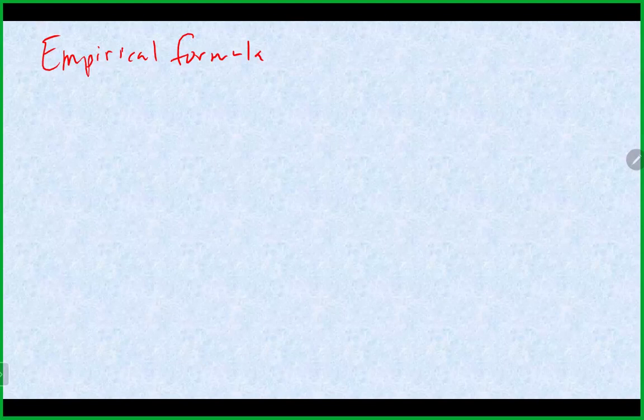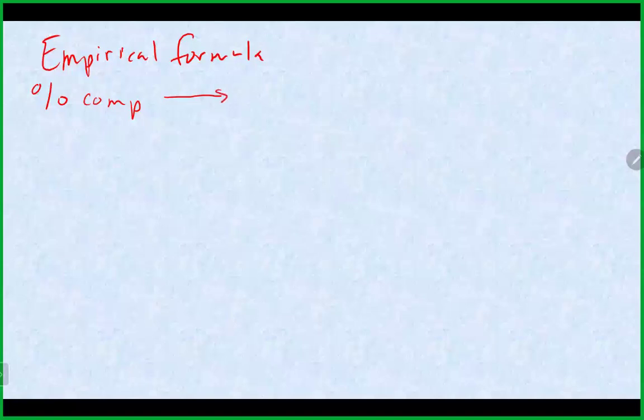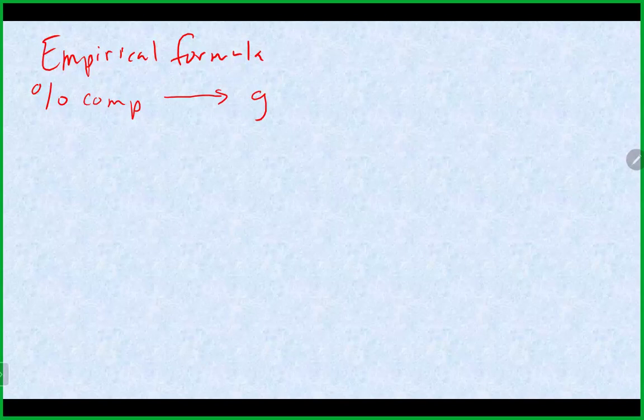A couple of steps that we follow to calculate our empirical formulas: if we happen to be given everybody in percent composition, we want to convert those into grams. We can do so by assuming we have 100 grams of the particular compound. What that will do is keep the percentages and the grams basically the same. If it's in some other unit, you do need to get them into grams.